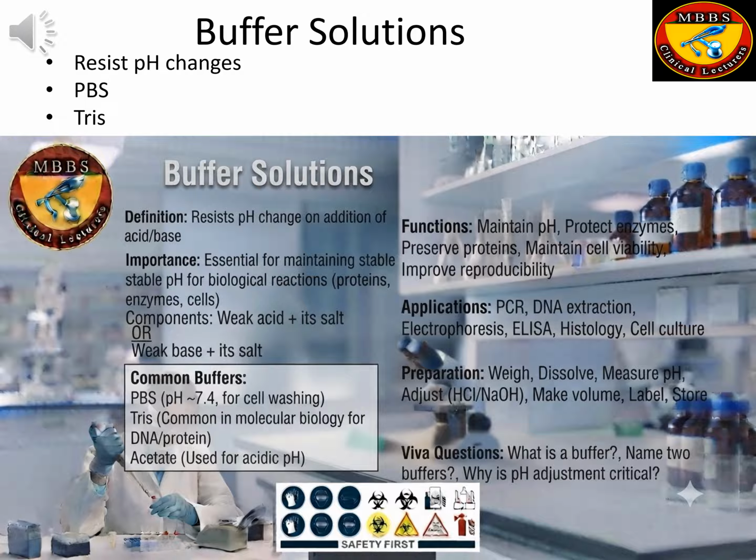Common laboratory buffers. Phosphate buffered saline, PBS. pH approximately 7.4. Used for washing cells and tissues. Tris buffer. Common in molecular biology. Used in DNA and protein studies. Acetate buffer. Used in acidic pH experiments. Functions of buffers. Maintain stable pH. Protect enzymes. Preserve proteins. Maintain cell viability.